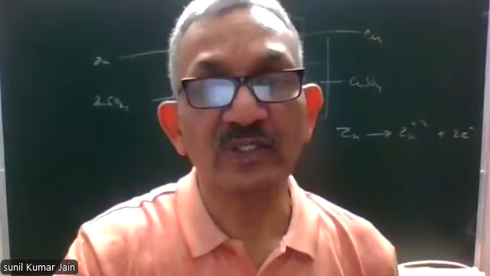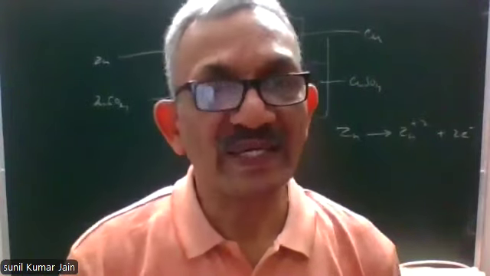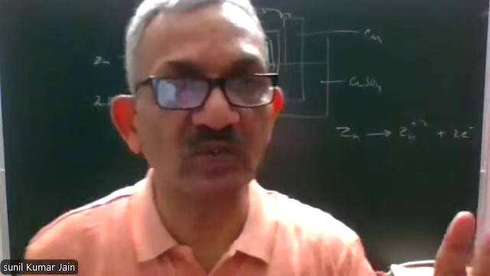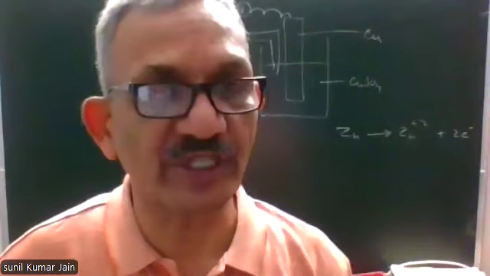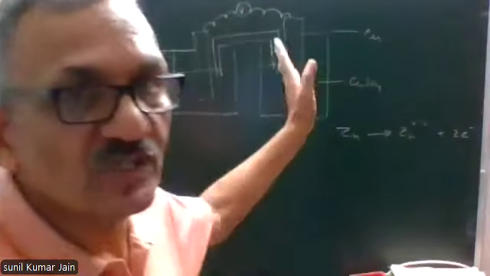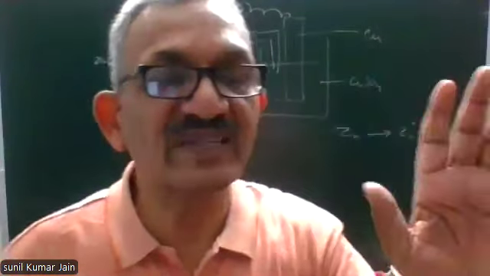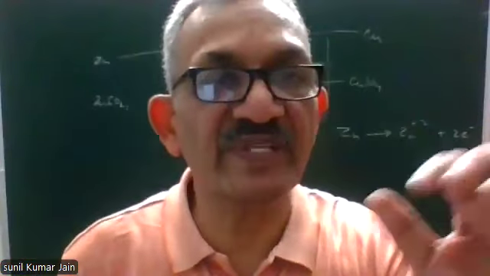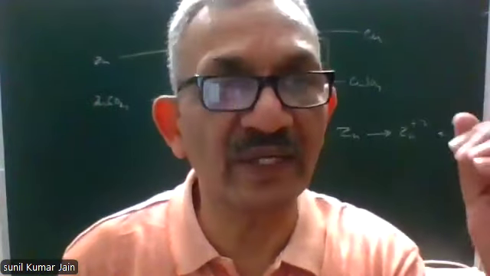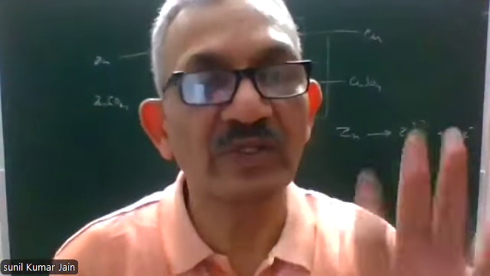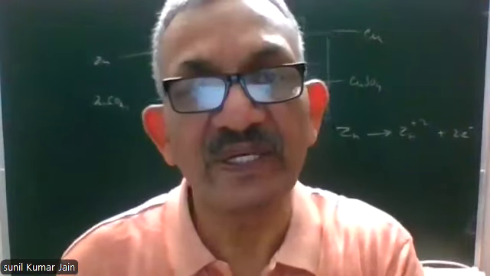So as you can see, two products are formed. One is zinc ions and the other is 2 electrons. And loss of electrons is oxidation. Since oxidation is taking place in the left vessel, the left vessel will be called the oxidation half cell, or we call it the anodic half cell, or left half cell. You can call it anything.